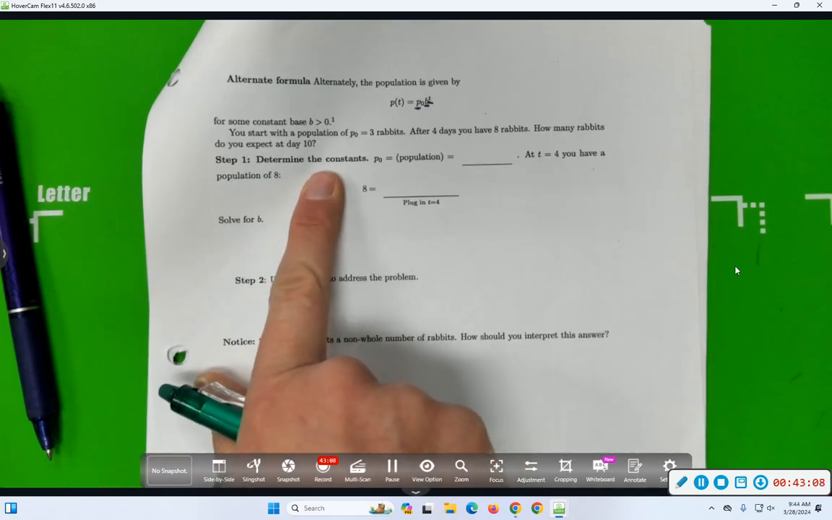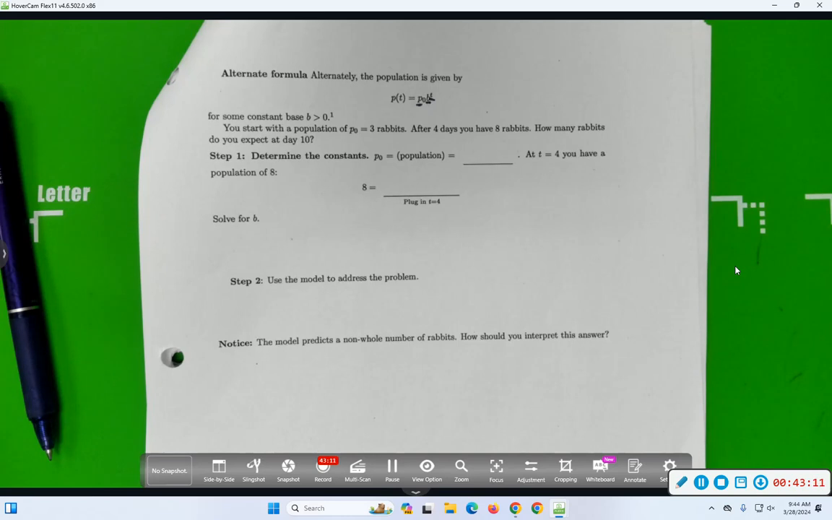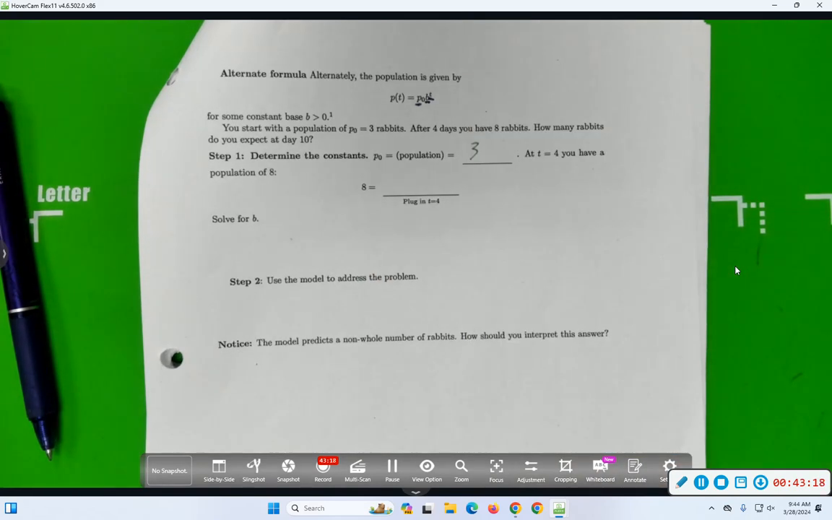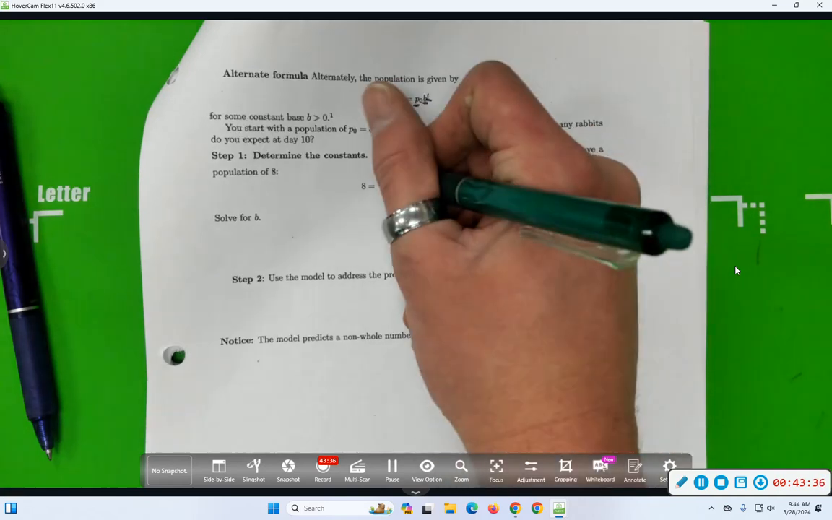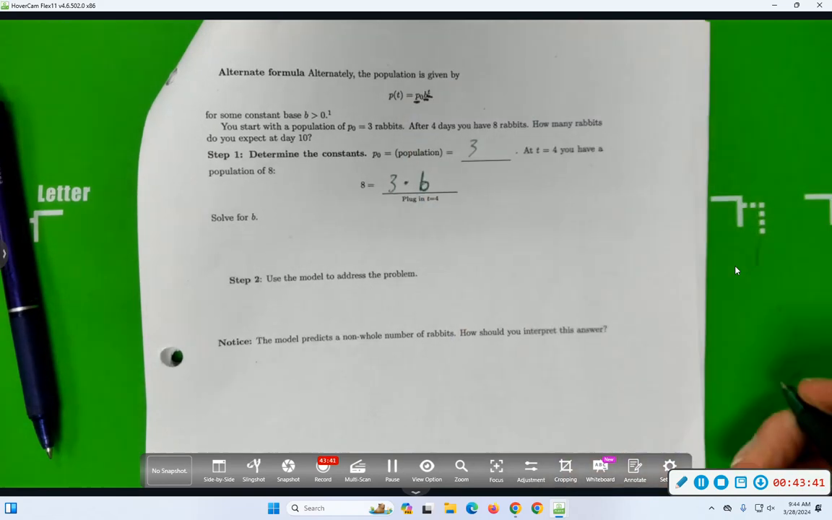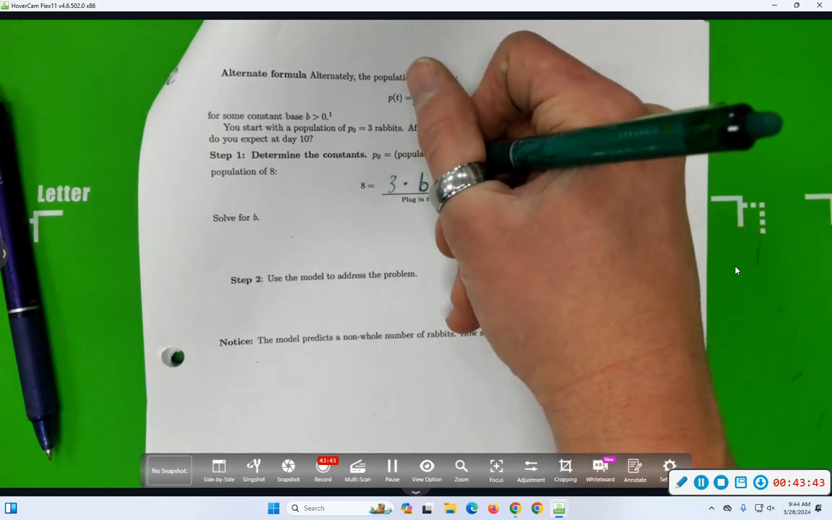Let's do it. So, what's the initial population in this model? 3. And I'm going to suppress the units. It means 3 individual rabbits. At time equals 4 days, so I'm suppressing the units on time, you have a population of 8. So, what equation does that give you? 8 equals 3 times our constant, which is b, to the 4, that's our time.